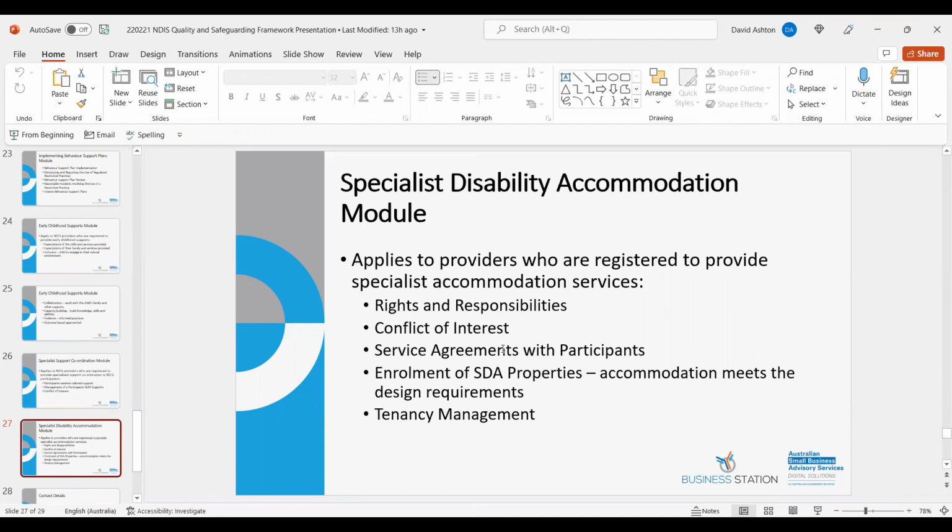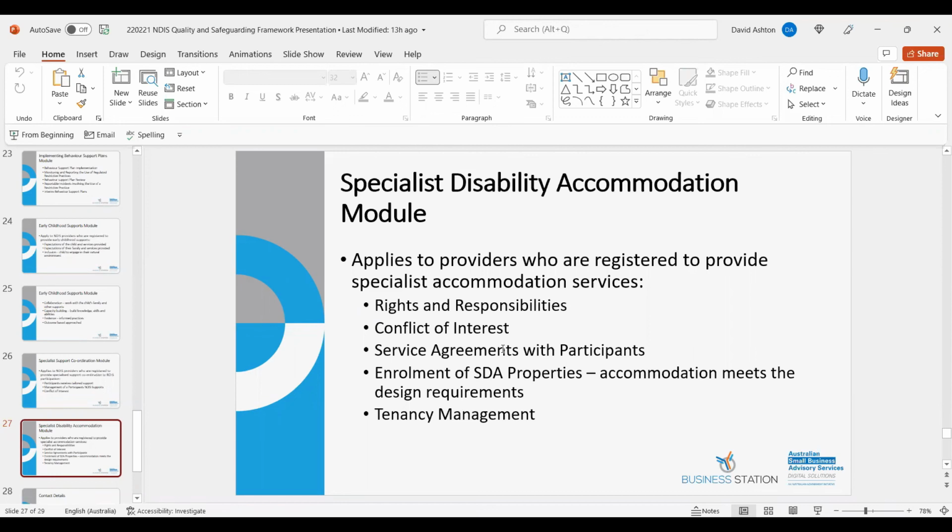Again, the conflict of interest provisions apply here. So as we talked about, developing policies and procedures as to how conflicts of interest need to be reported and managed. You need to enter into a service agreement with the client around the accommodation that's covered by the National Disability Insurance Scheme, Specialist Disability Accommodation Conditions Rules 2018.